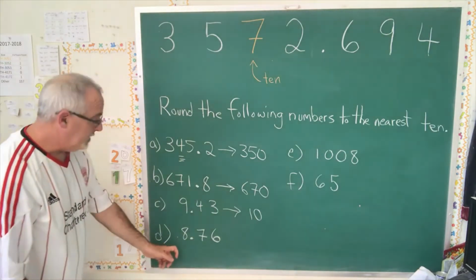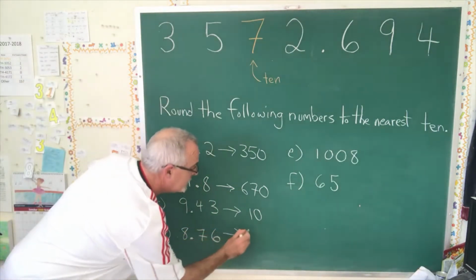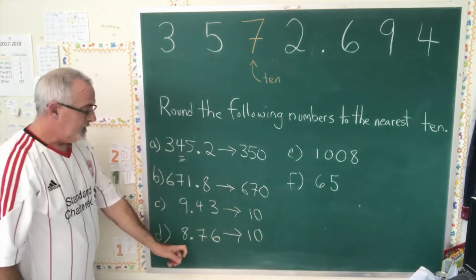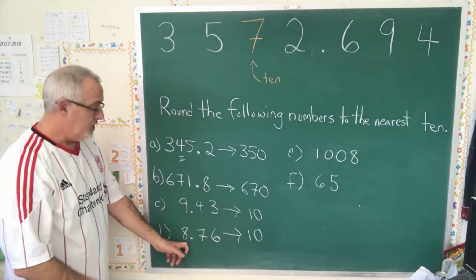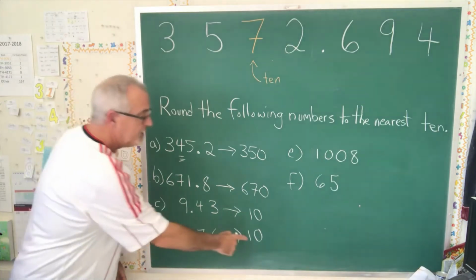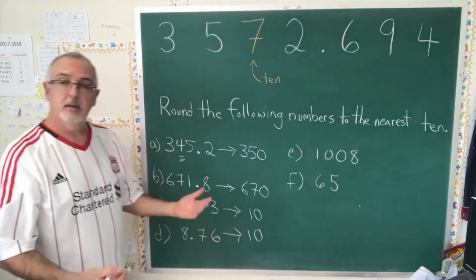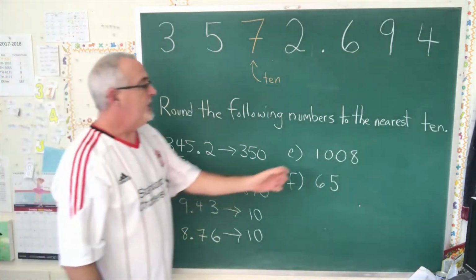Now in example D, 8.76 also rounds to 10. Because the unit position is an 8, it's larger than 4, we round up. We have nothing in the tens position, so we have to put a 1 there. 8.76 is closer to 10 than it is to 0. We have rounded it correctly.